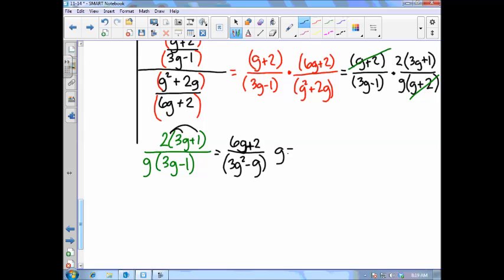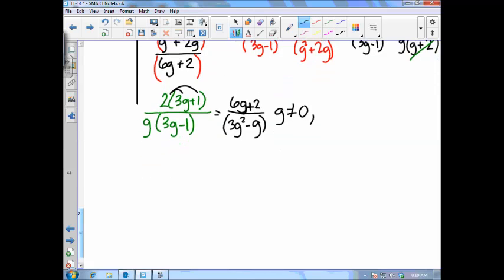Okay, excluded values. G cannot equal, well, look right here. This is a factor. What number can this g not be? Because it would make the fraction, what? 0. G cannot equal 0. It would make the fraction undefined. Now this one's a little trickier. This one you can't really do in your head. Some of you, after some practice, can do it in your head. If you don't know, set it equal to 0 and solve it. Yeah, it's a fraction, 1/3.